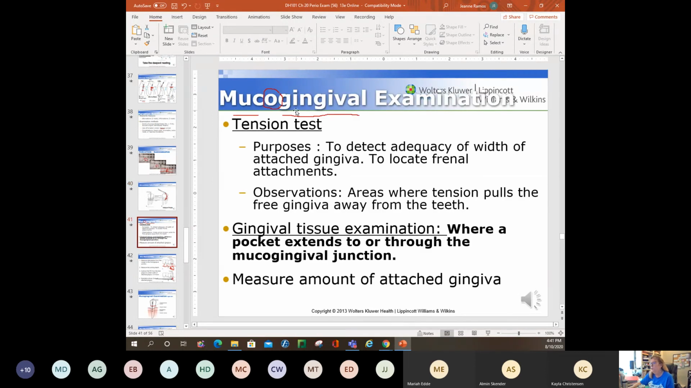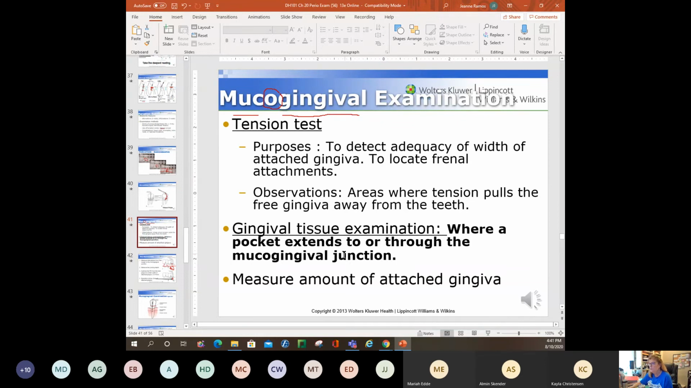So mucogingival: it's gingiva and mucous membrane, with an O connecting the two words. And for that we do a tension test, which we were going to do today in an intraoral exam so you could know about that. Obviously we can't do that yet, but we'll get to it.